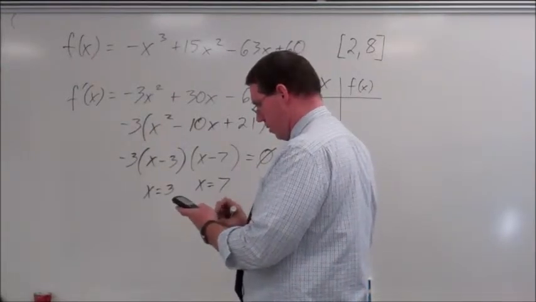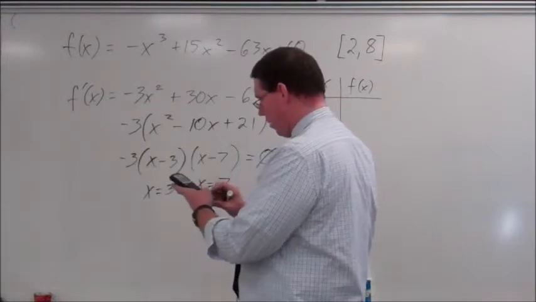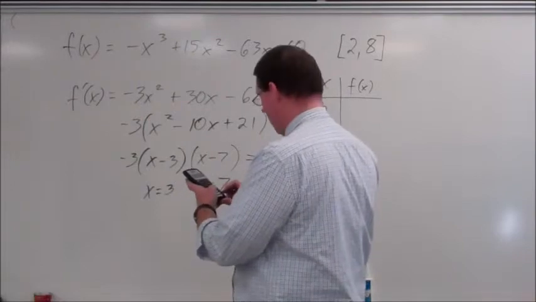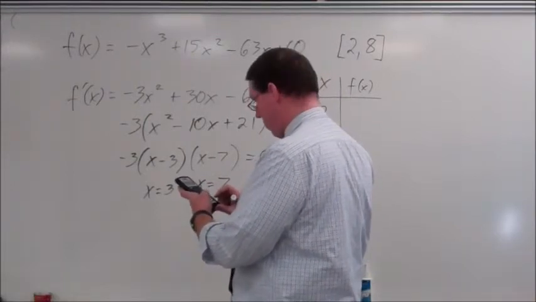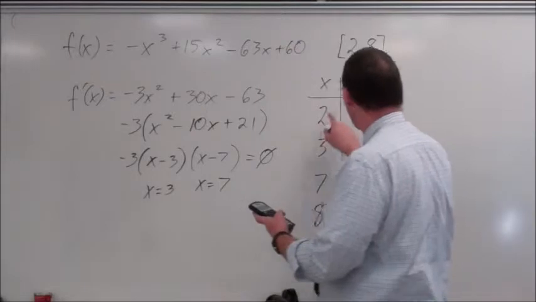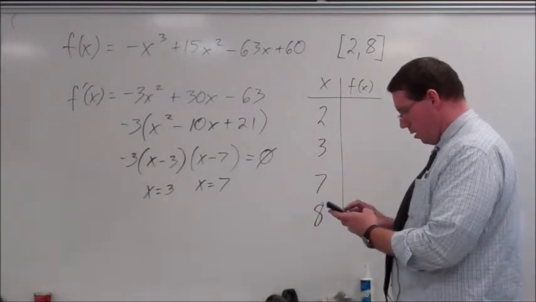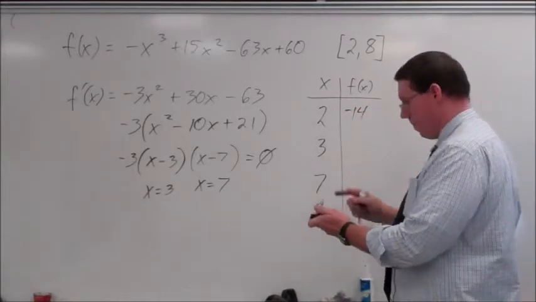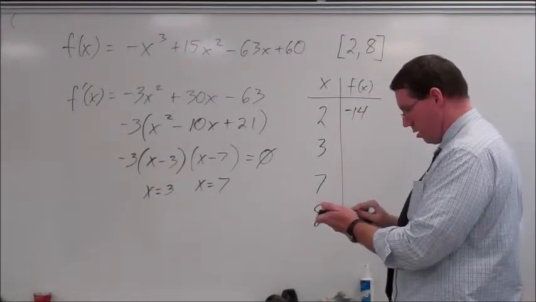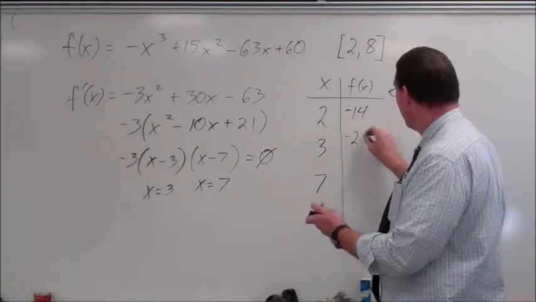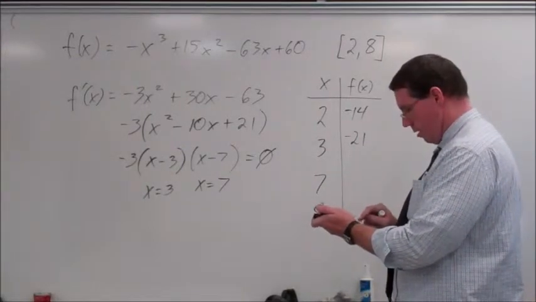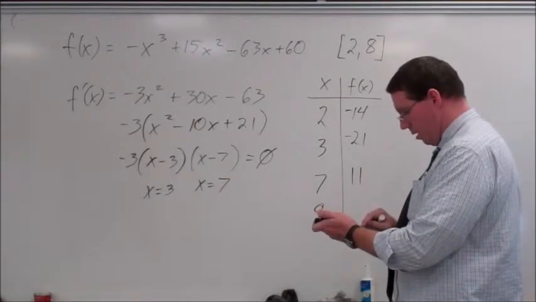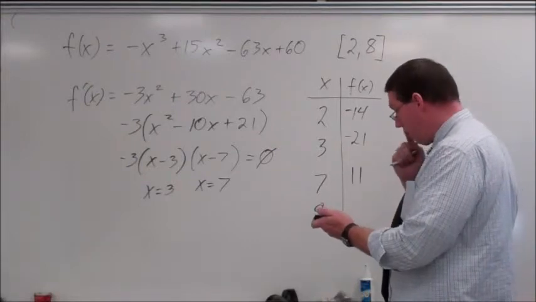So let's see, x to the third plus 15 x squared minus 63x plus 60. And so I'm going to plug 2 in, and I get negative 14. Okay, I'm going to plug 3 in, and I get negative 21. I'm going to plug 7 in, and I'm going to get 11. And I'm going to plug 8 in, and I'm going to get 4.